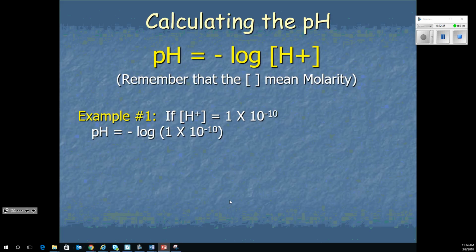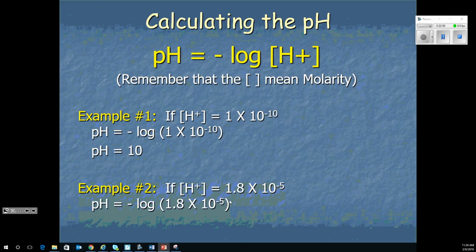It's just the negative at the bottom of the calculator. It should be 10. Did you get 10? Okay, now try this one. This one's a little bit different. You have to put the whole thing in. So minus the log of parentheses 1.8 times 10 to the minus 5.